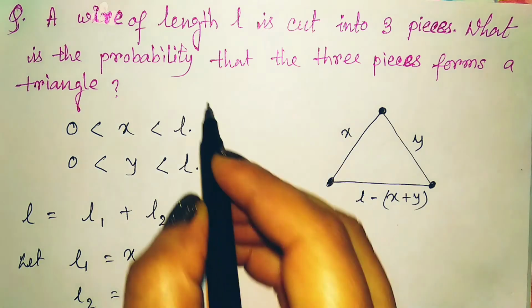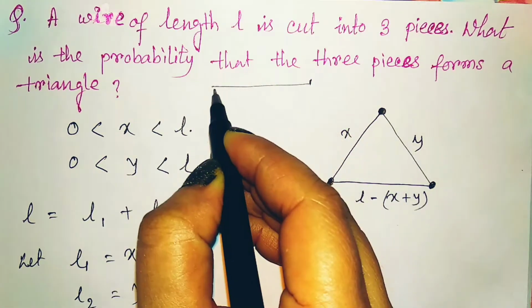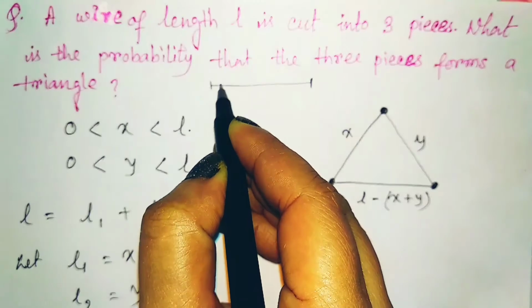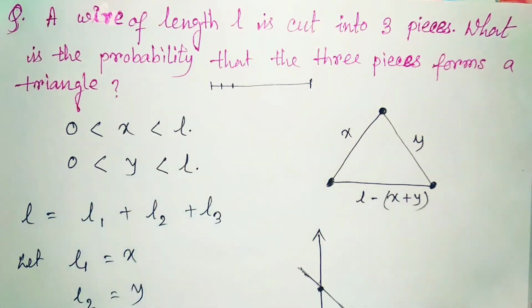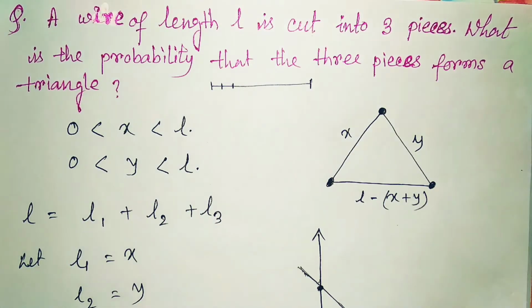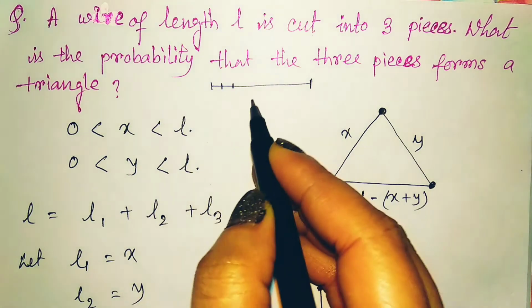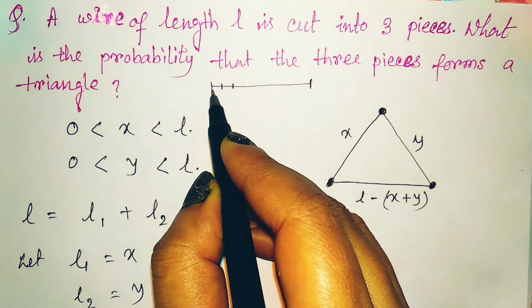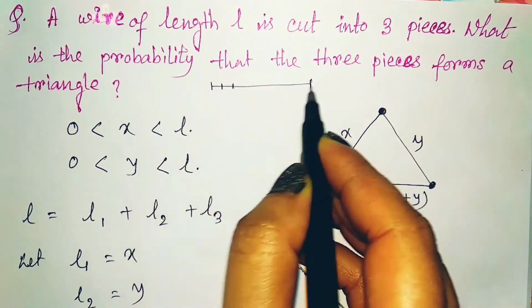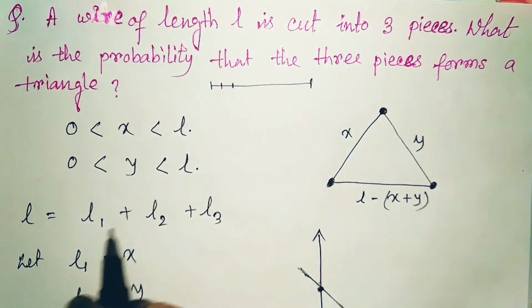First of all, any wire is given. If you cut it at any 3 positions, suppose one position is this one, second is this one, then it is not possible to make a triangle. It is next to impossible. So there is a particular rule to cut the wire into 3 pieces so that it can form a triangle.